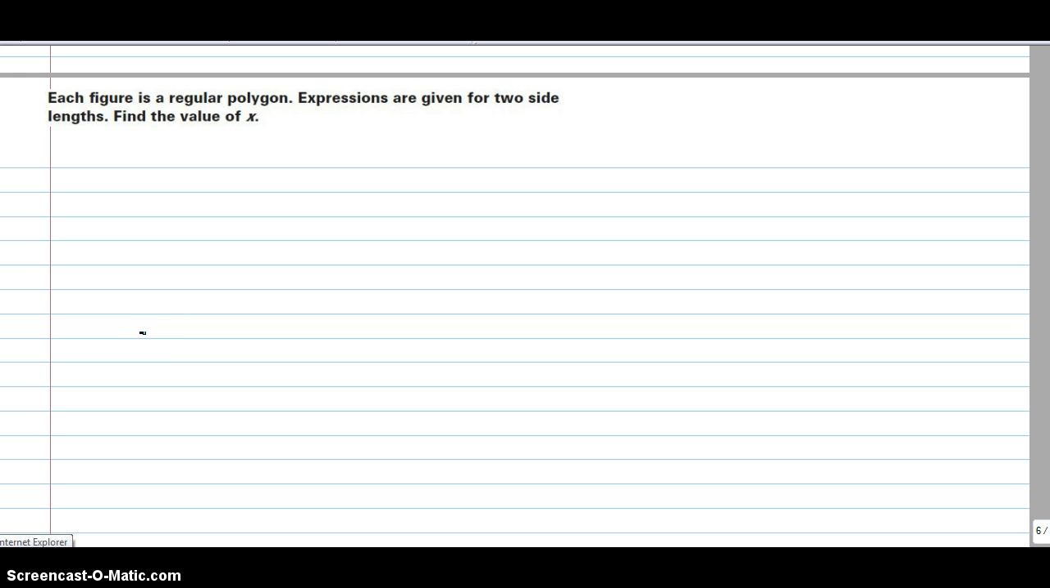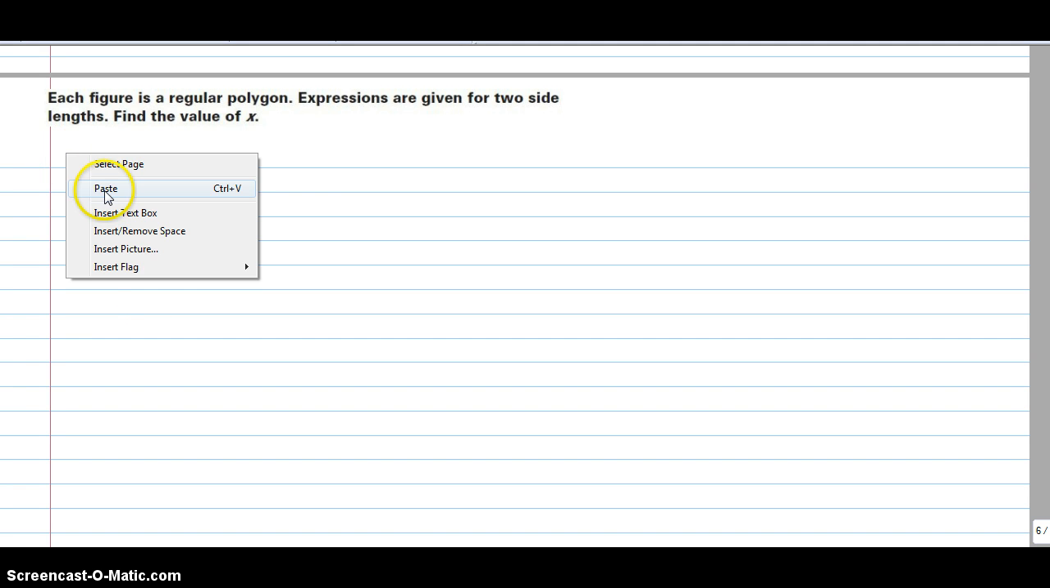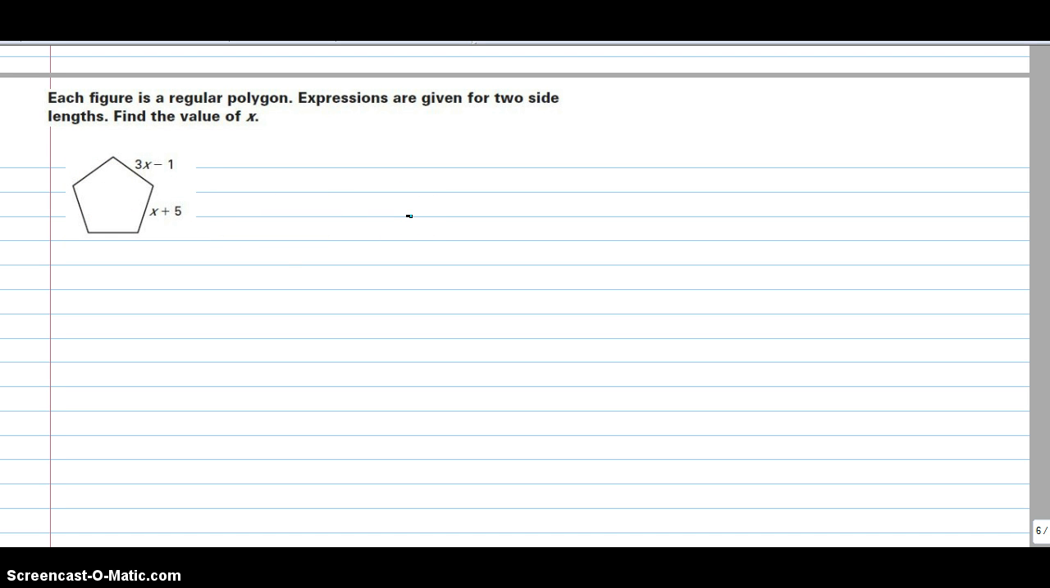And for the last part of the notes, this question. It says each figure is a regular polygon. Expressions are given for 2 side lengths. Find the value of x. So right here in this question, it is a regular polygon. Remember, regular is your best friend. Regular means that all the sides are the same, which means that they are equal. Now I know they only give you 2, but you only need the 2 because they are equal to each other. So put that equal to this one.